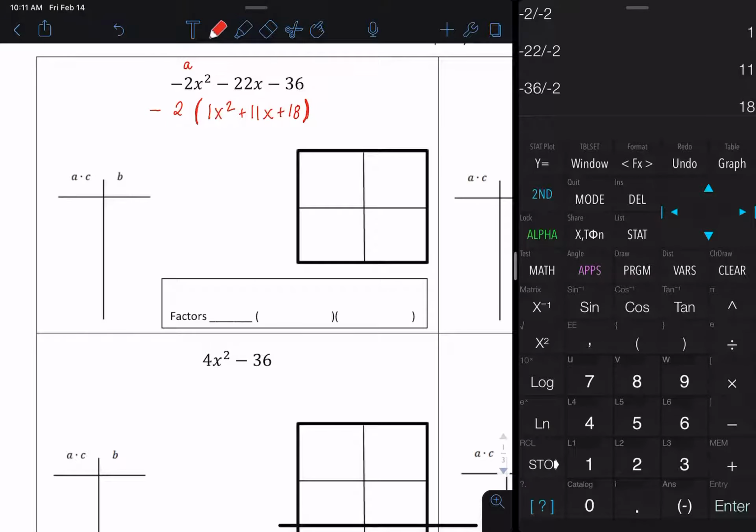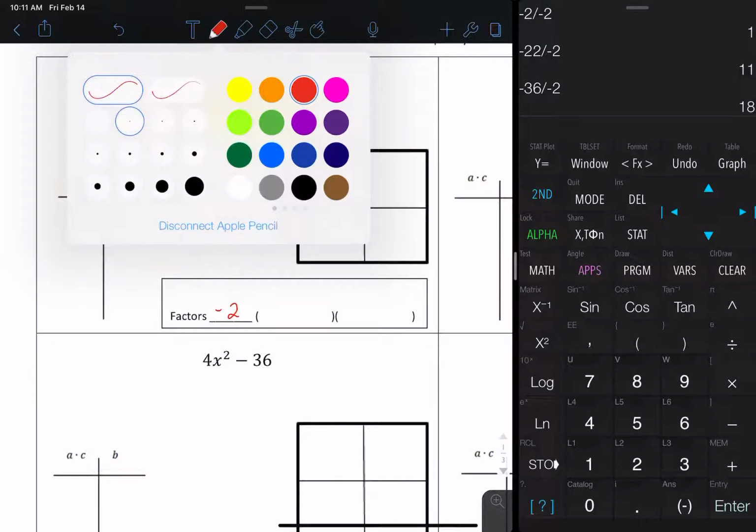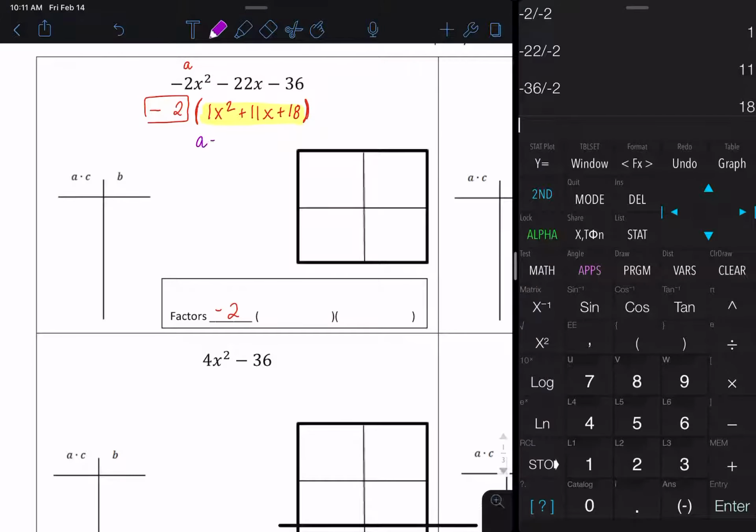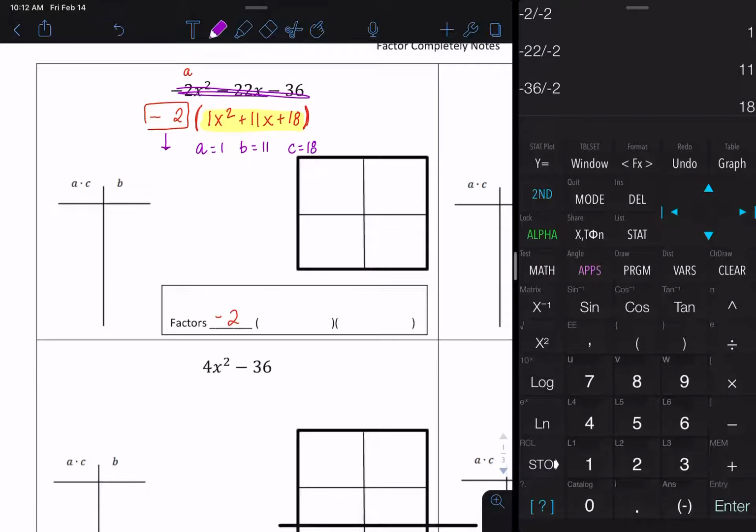Okay, now, I've found the GCD is negative 2. That negative 2, I'm going to ignore until I put it in my final answer. But for the rest of this reverse box, I only use what's left on the inside of my parentheses. So now I'm going to use my factor sum chart and my box to factor only this information. So for factoring only that information, I'm looking at an A value of 1, a B value of 11, and a C value of 18. So we're ignoring the original now that we took negative 2 out. The negative 2 we don't touch, it just falls down into my final answer here. But now I'm going to factor what's left over.